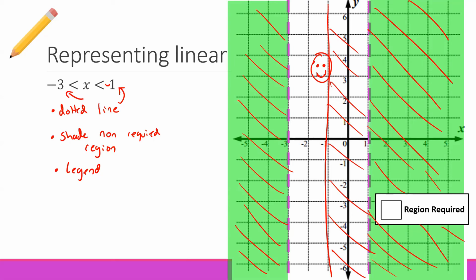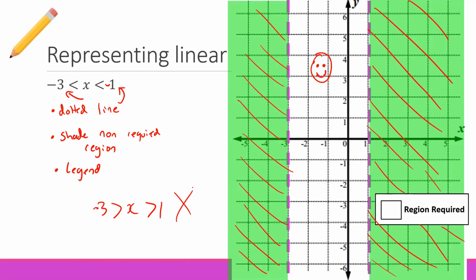Then he swapped it around because he's trying to be weird. He said, well, what if you have this? Let me just check in chat. -3 is greater than x greater than 1. Okay, so then you've got -3 is greater than x is greater than 1. Can't be done.